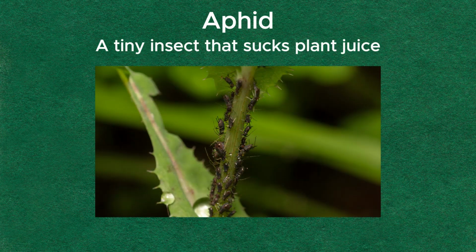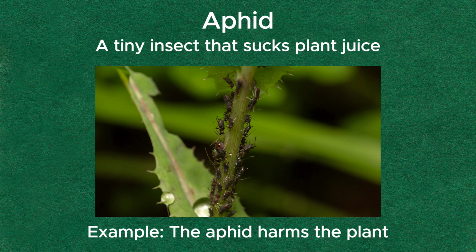Aphid. Aphid. A tiny insect that sucks plant juice. Example, the aphid harms the plant.